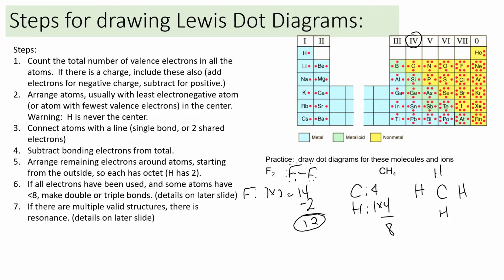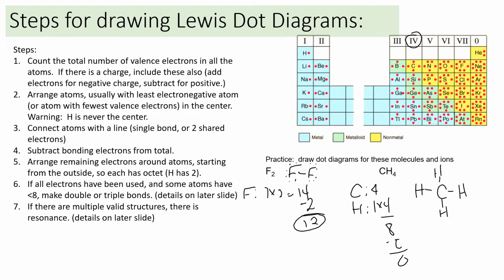So that is the arrangement for my molecule. And now I'm going to connect all of these with a single bond. So draw a line between all of these, connect with a single bond. And now I'm going to subtract how many electrons I've used in my bonds. So each line represents 2 electrons. So I have 2, 4, 6, 8 minus 8. I have no remaining electrons.